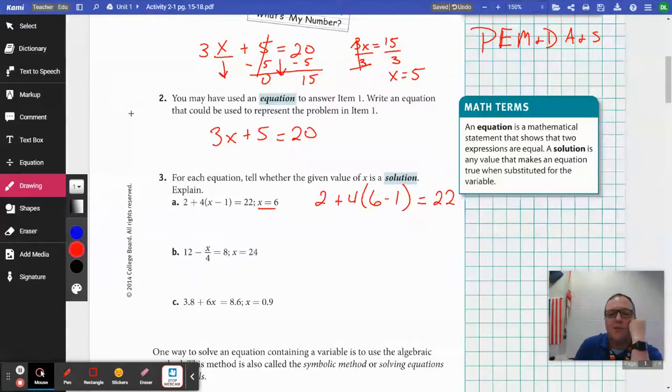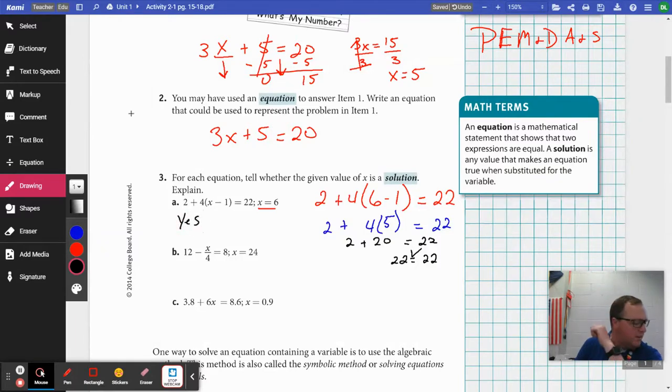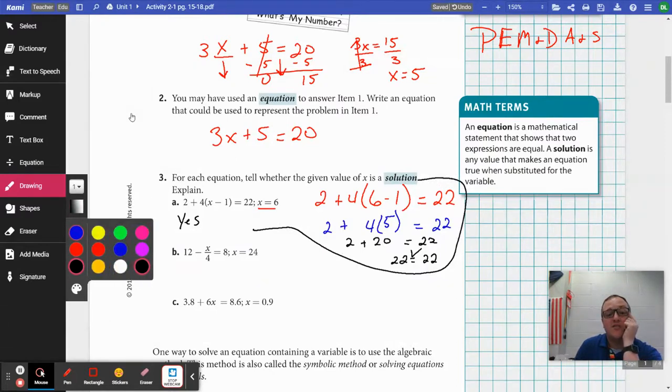So the first thing I've got to do is my parentheses. I have 6 minus 1. 6 minus 1 is 5. I'm going to multiply that by 4. Bring down the 2. Bring down the equal and the 22. And then 4 times 5 is 20, plus 2 equals 22. So does 22 equal 22? Yes, it does. So the answer for this is yes, right? And the reason, explain, well, I did mathematical reasoning, and there is my mathematical reasoning for A. Probably should have just chosen one color and stuck with it.